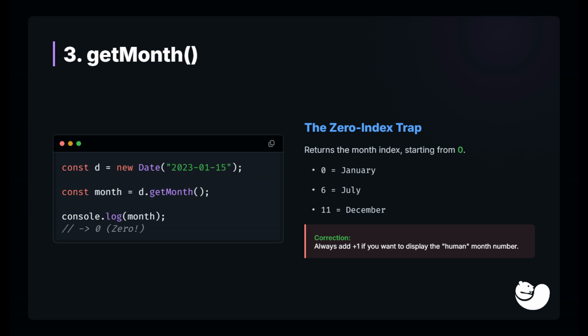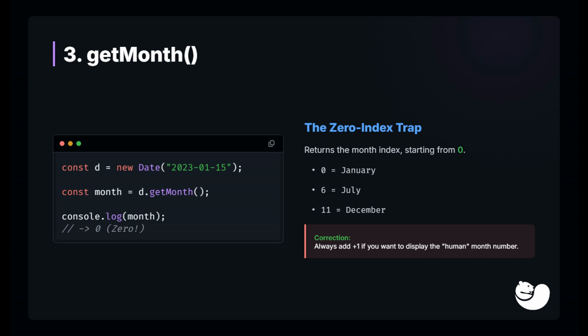Extracting the month introduces one of the most infamous quirks in JavaScript. When you call getMonth, you might expect a number from 1 to 12. Instead, you get a zero-based index where 0 represents January and 11 represents December. This design choice, borrowed from older languages like C and Java, causes endless confusion for beginners who try to display this number directly to users. If you print 0 for January, your users will think your software is broken.